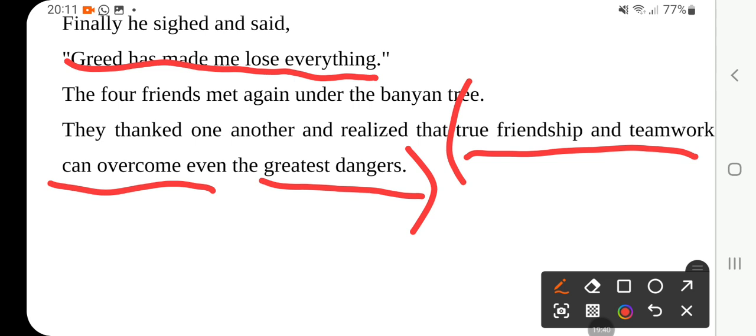Whatever we have, we should respect it, and we should be honest in each and everything. Then only can we live a peaceful life. Another message is friendship: united we stand, divided we fall. So we should always be united. This is the message of this short story.